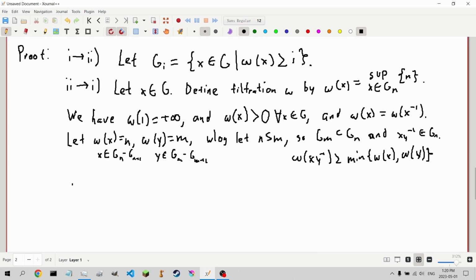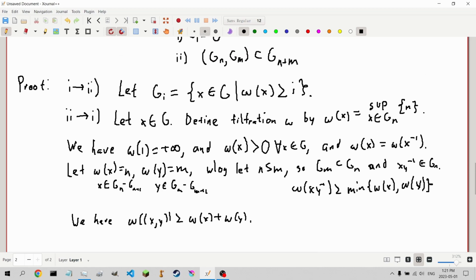And we also have, as I mentioned before, that omega of the commutator of x and y is at least the sum of omega of x plus omega of y, and that is all of the conditions we need for this to be a filtration. This final condition is basically an instance of the second condition, the commutator subgroup of Gn and Gm being inside Gn plus m.